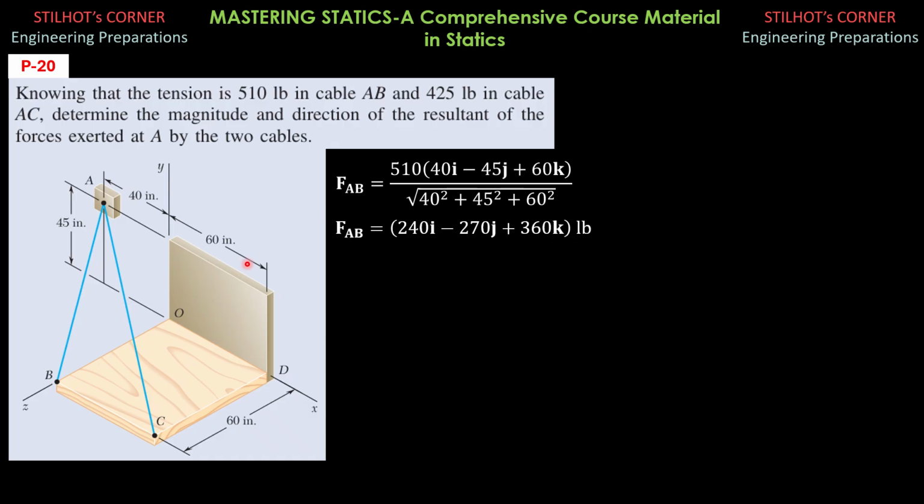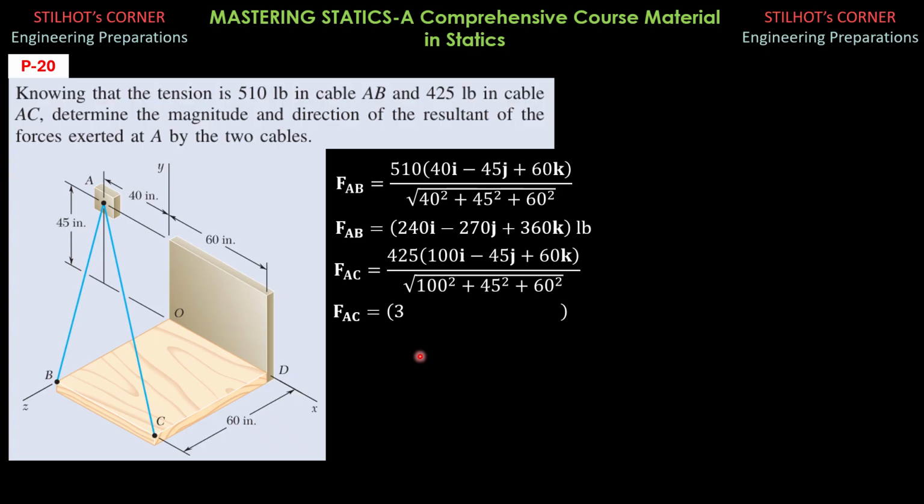Now for FAC, it is magnitude 425 times the quantity 40 plus 60, so 100i, minus 45j, then plus 60k. So 425 times 100i minus 45j plus 60k over the square root of 100 squared plus 45 squared plus 60 squared. So FAC is equal to 340i minus 153j plus 204k.